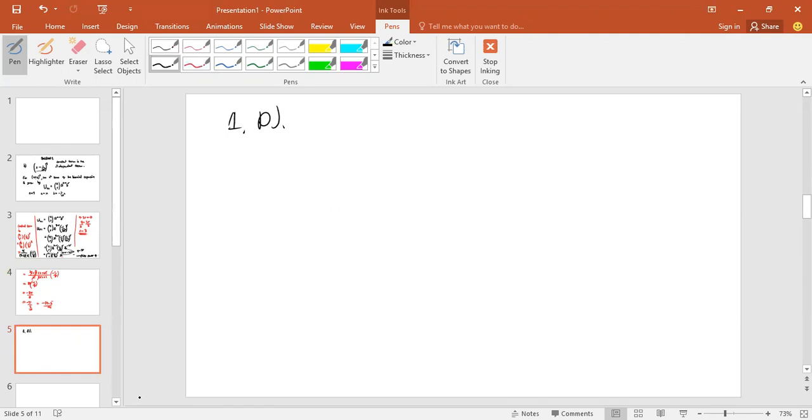Use Cramer's method to solve the linear system of equations. So that is 3x minus 4y equals negative 11. Then we have negative 5x plus y equals 7. So we want Cramer's rule.